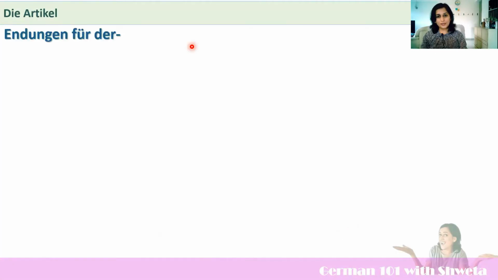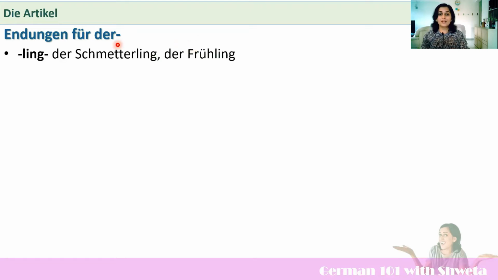Moving on to further tips. Endungen für der. Endings for der. If nouns end with the following endings, then mostly their article is going to be masculine. I say mostly because you will always see exceptions. Die Nomen, die mit ling enden. The nouns that end with ling. Zum Beispiel der Schmetterling, butterfly, der Frühling, spring.